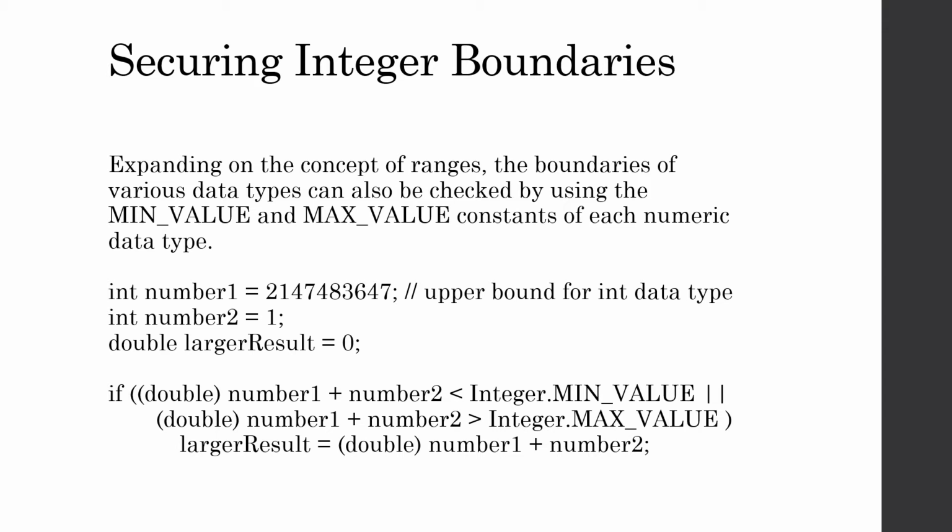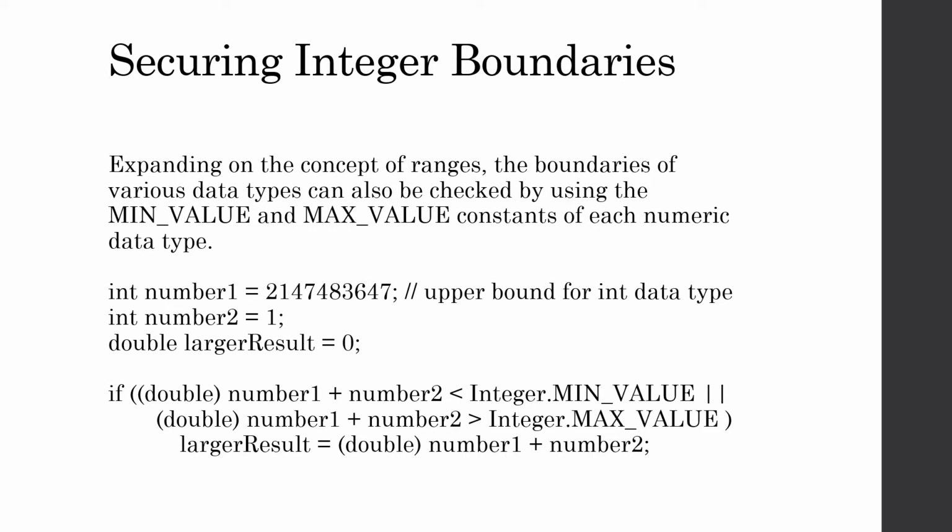So for this first part, we're going to be looking at integer boundaries. Expanding on the concept of ranges, the boundaries of various data types can be checked by using the min value and max value constants of each of those particular numeric data types. For example, with this one, we're going to be taking a look at the min value and max value of the Integer class. That Integer class is what's associated with our int primitive data type.